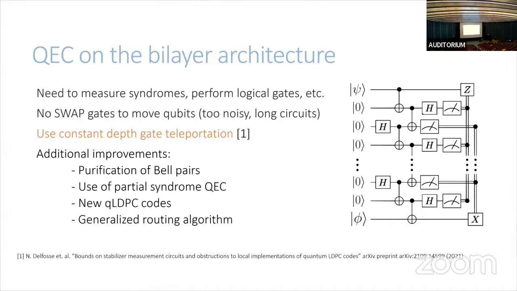So we introduced a few new improvements to find better results, and this includes a purification of the Bell pairs used in this constant depth gate teleportation. We do apply this partial syndrome QEC. We use different LDPC codes than they use in the paper, and then we provide this generalized routing algorithm for our syndrome extraction.